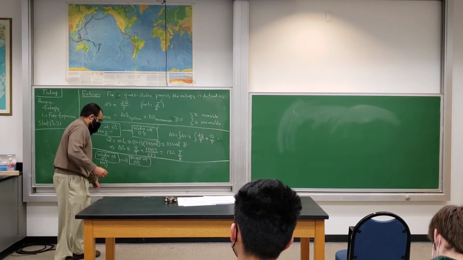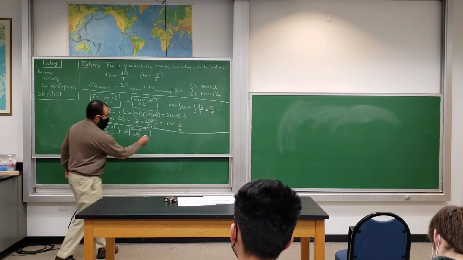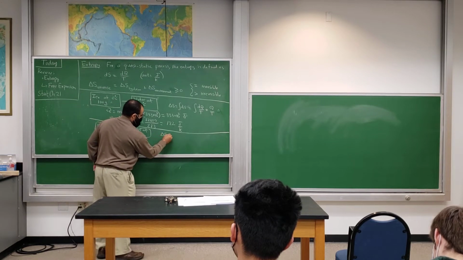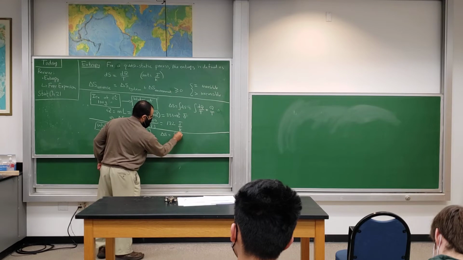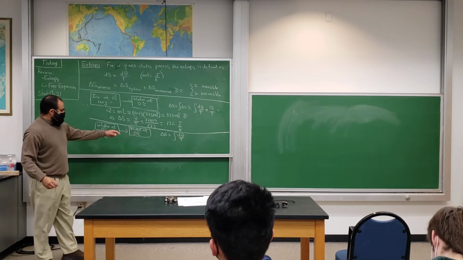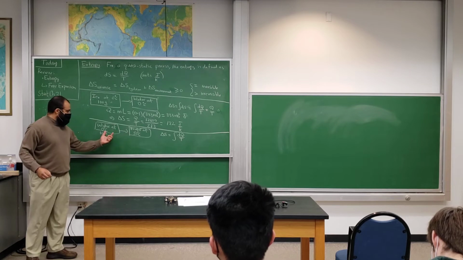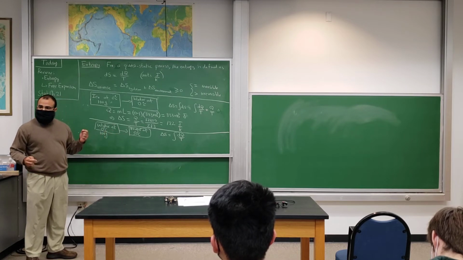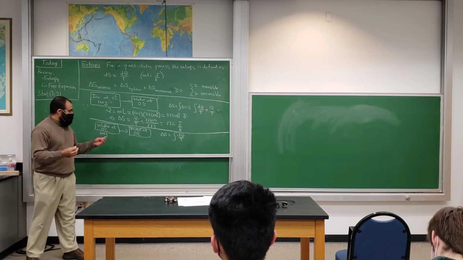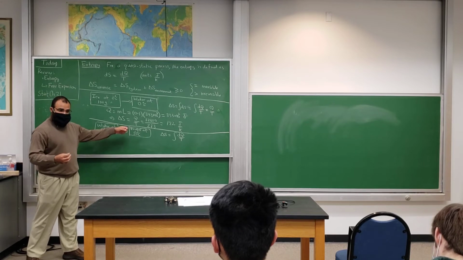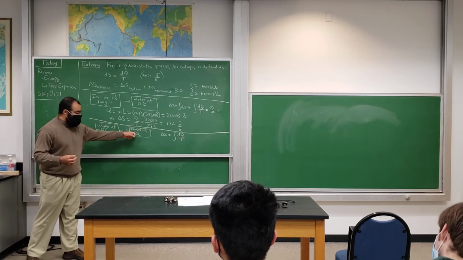Let's raise this one a little bit so I can write. We have delta S equals the integral of dQ over T. So now, do I know how much Q I have to add? The answer is yes. We can calculate the Q that we have to add to warm it up from 0 to this.